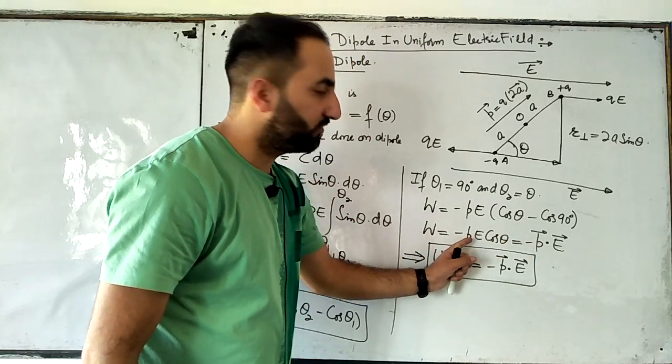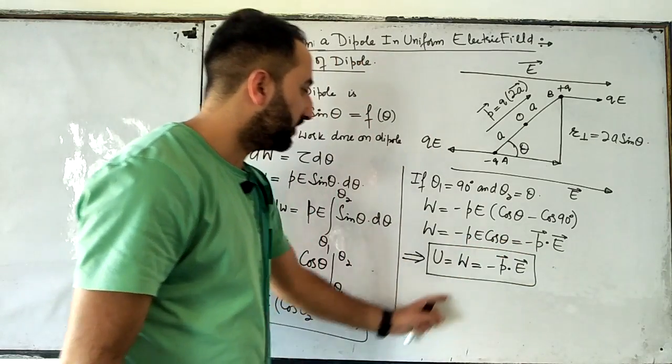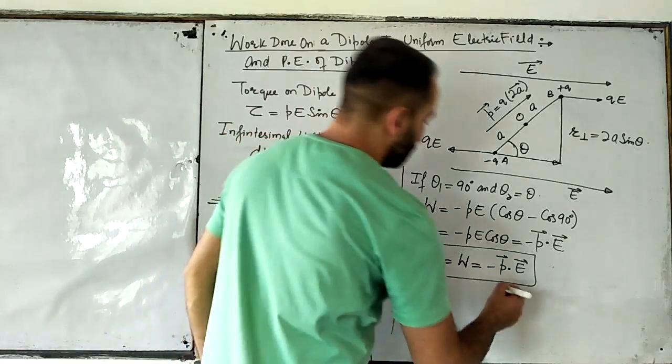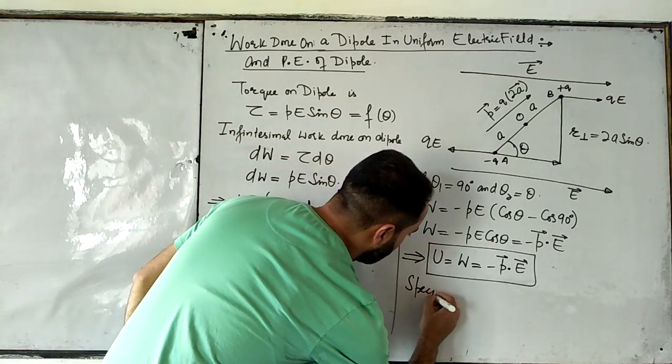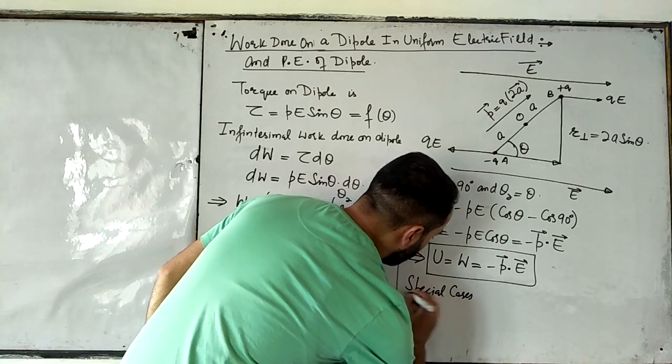Then you know that PE cos theta is equal to A dot B. So this is minus P dot E. Then here let me write down the special cases. Okay, so let me write down the special cases.